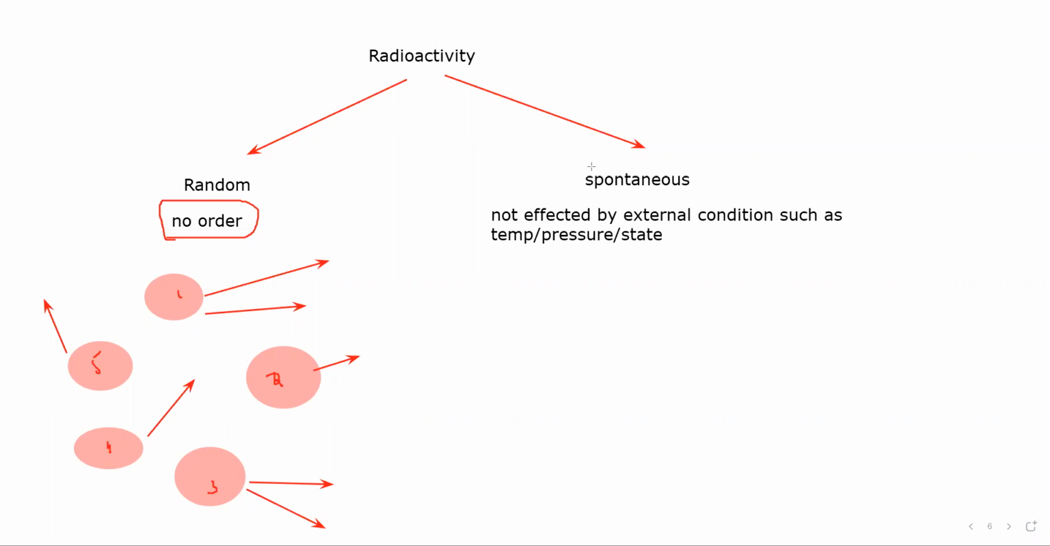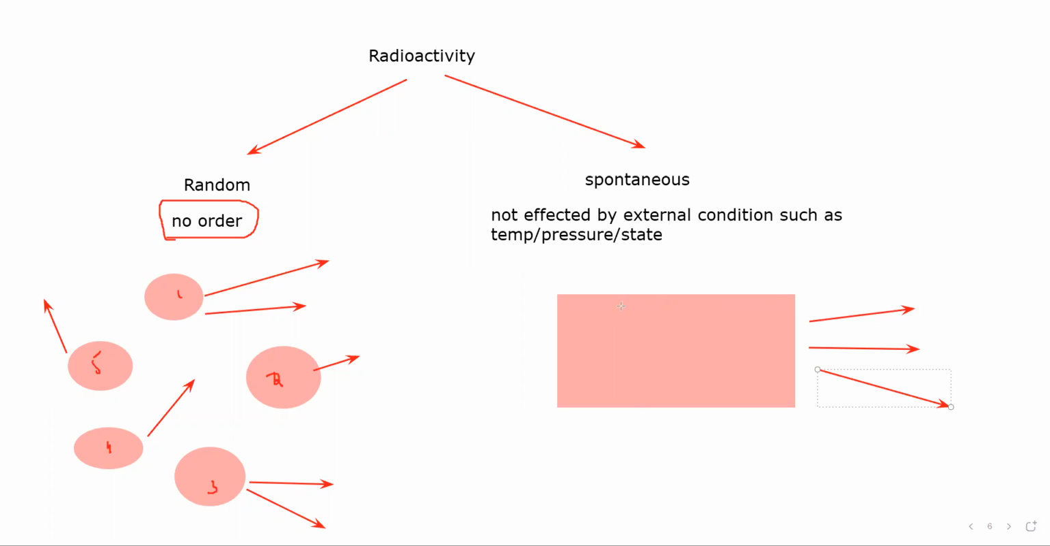The second, it is not affected by external conditions, so it is spontaneous. What is the meaning of spontaneous? It means it happens by itself. You cannot change the rate of this emission. For example, if we have a sample, this material is radioactive. This is a whole material. I'm not drawing a nucleus or an atom, it has millions of atoms. And this material is radioactive and it is emitting radiation.